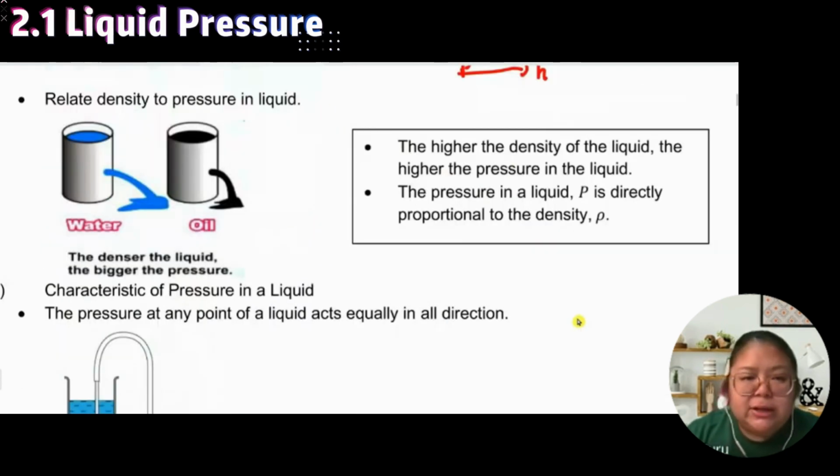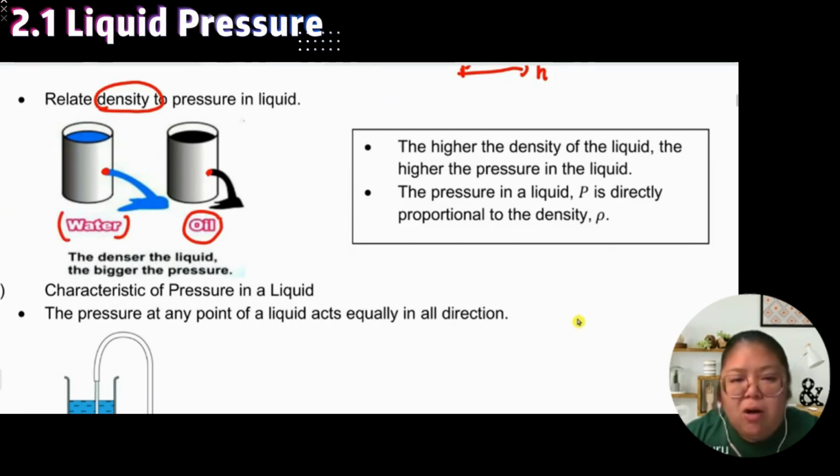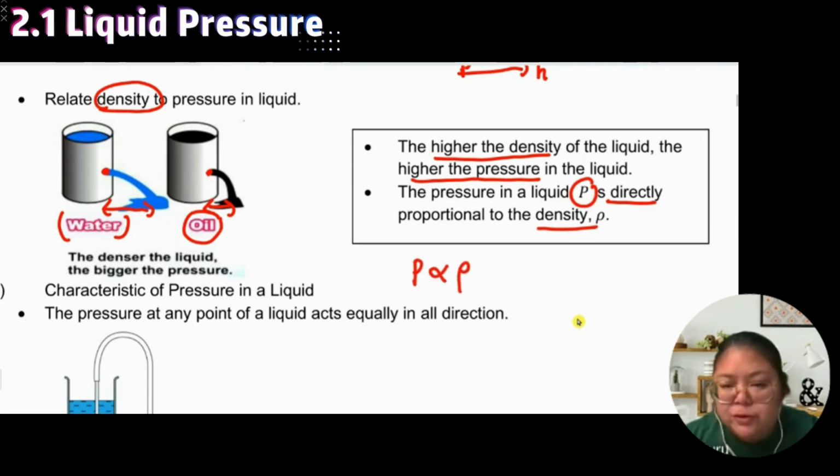Now we are going to see what is related to the density. Now the depth is the same, but I am using different densities: oil, and another one water. I find that the oil only travels a short distance when I put it in. How about the water? Water goes further. Further stands for stronger pressure. So the higher the density, the higher the pressure. So pressure P is also directly proportional to the density rho.